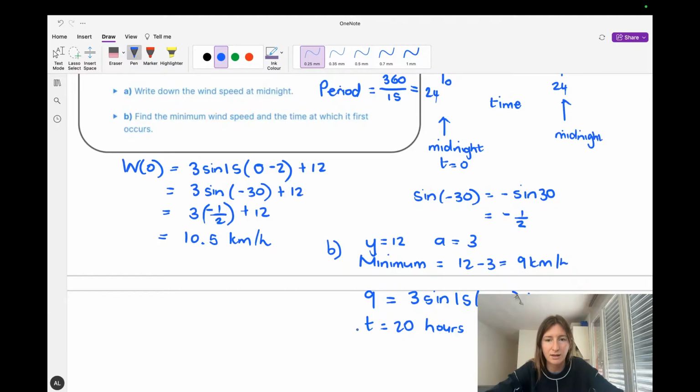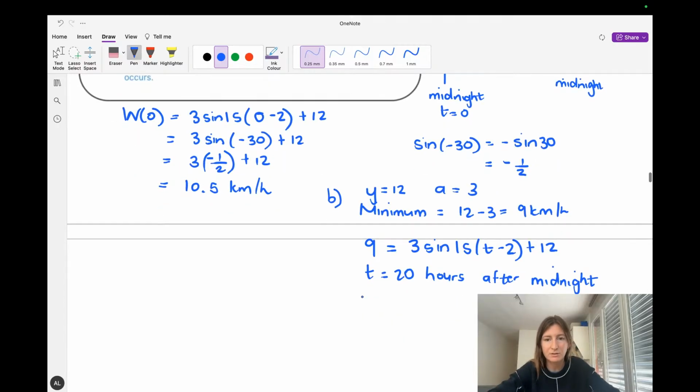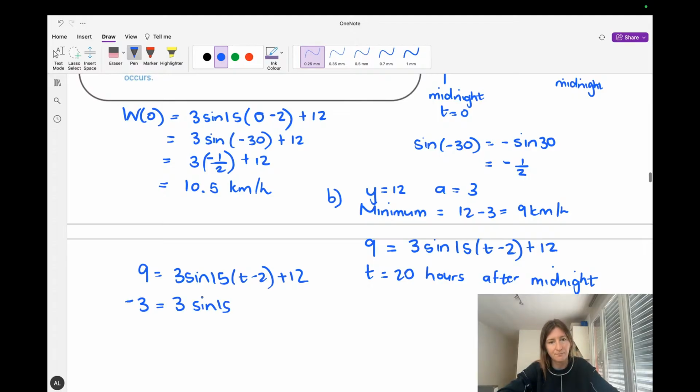All right, and we could also solve this. So let's pretend that we don't have a calculator and we need to solve this like an equation. We're just going to move some things around. So I'm going to move 12 to the other side, so it becomes 9 minus 12, which gives me minus 3. Then I'm going to divide by that 3 on both sides, so that gives me minus 1. Sine of 15t, oh sorry, I wasn't meant to put that plus 12 again. I took that away. 15t minus 2.